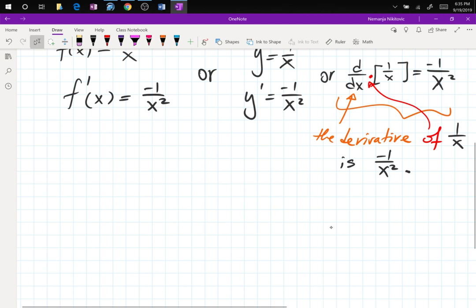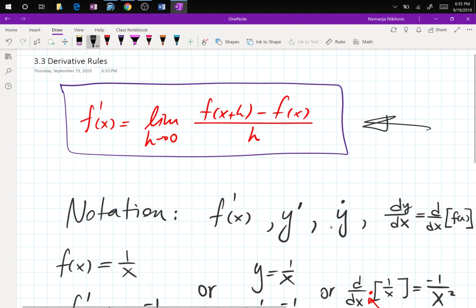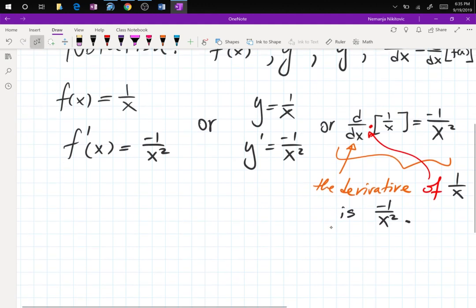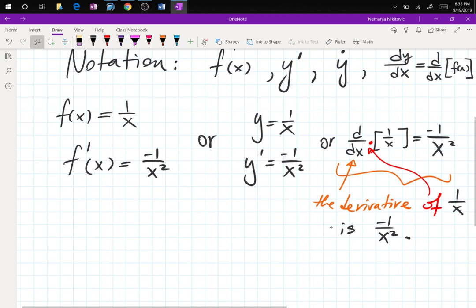So this d dx is the operator that tells us that we are supposed to differentiate, we are supposed to take the derivative of 1 over x, and this procedure, which we saw earlier, will give us as the answer negative 1 over x squared. So this is just a notation. Now you're going to pick your favorite, and then you can stick with it. I don't care which one of these you provide on the exam, because all of these are correct.